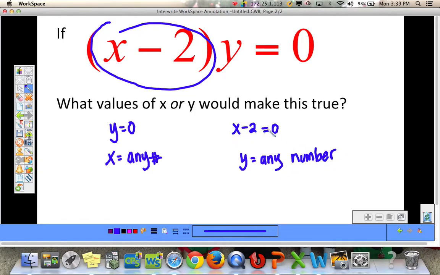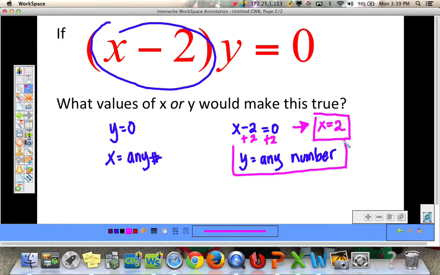Well, if x minus 2 is 0, we can solve that and we can get x. So let's do that. Let's add 2 to each side. And if we do that, if x is 2, 2 minus 2 is 0, and then you have the 0 here, so that when y is any number, you get 0. So here x can be 2, and y can be any number.